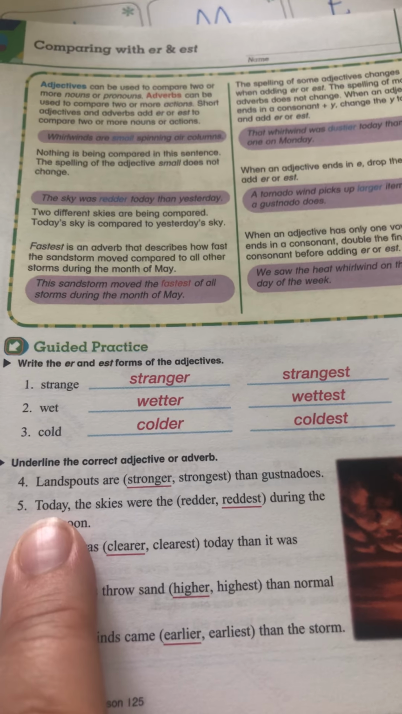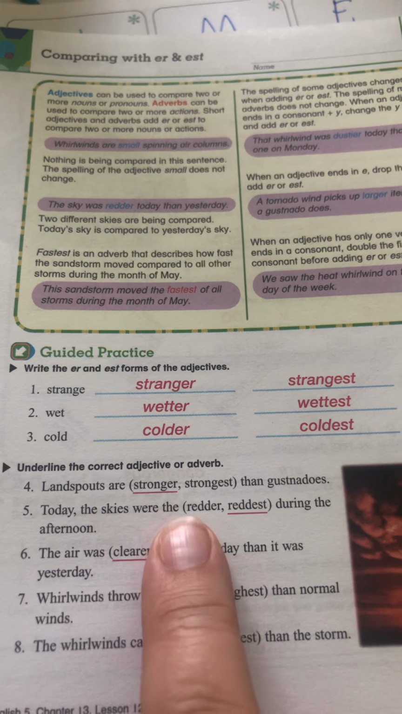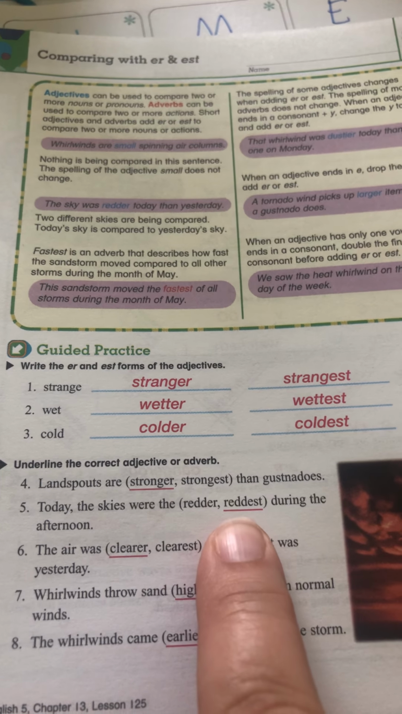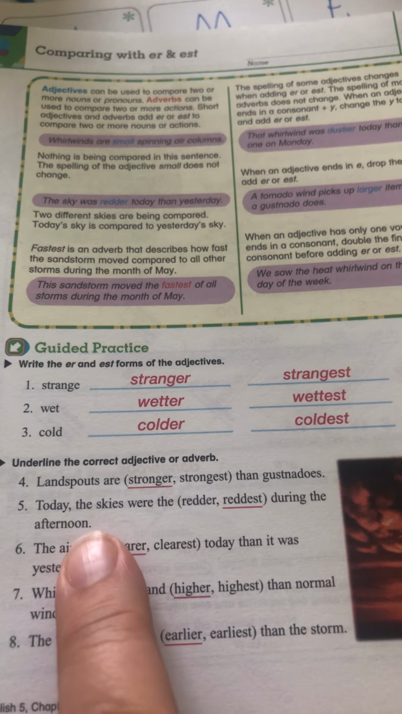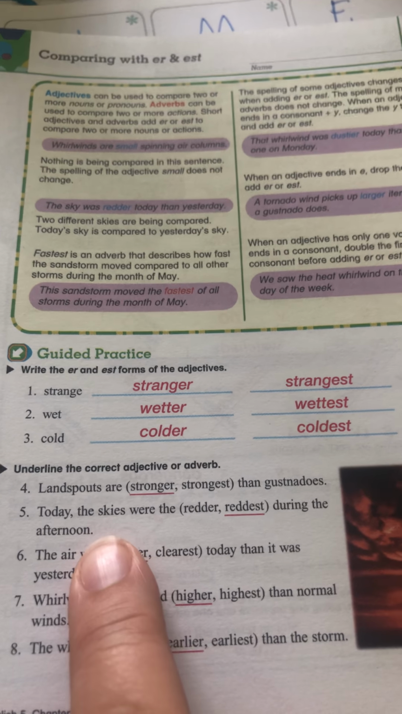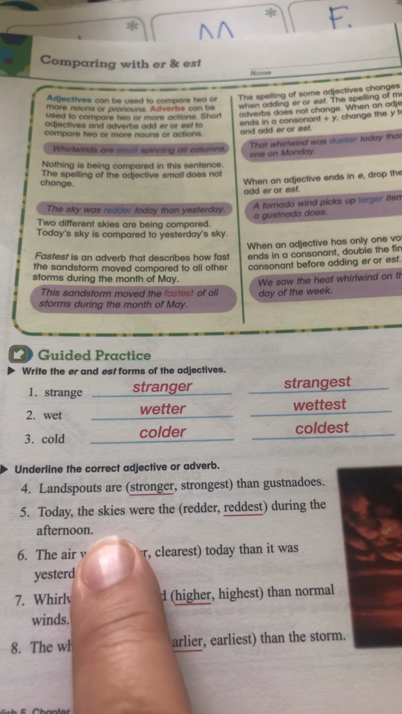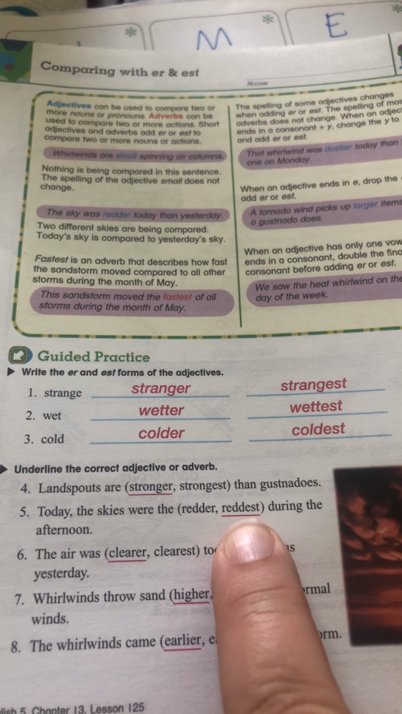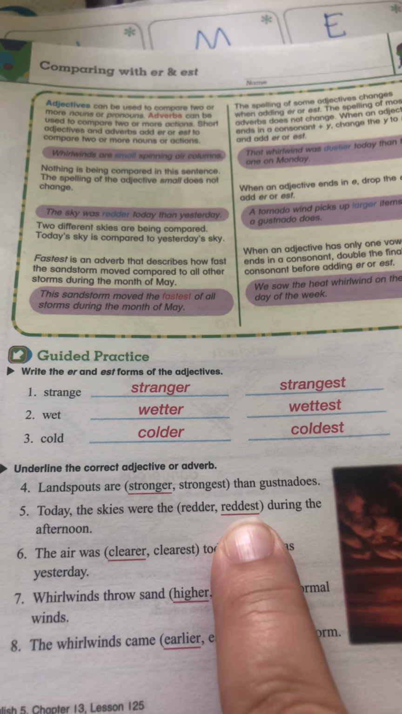Here's another example. Today, the skies were, you have to choose redder or reddest during the afternoon. They're comparing the color of the skies to any day. So because they're comparing more than two things, you have to use EST and say reddest.